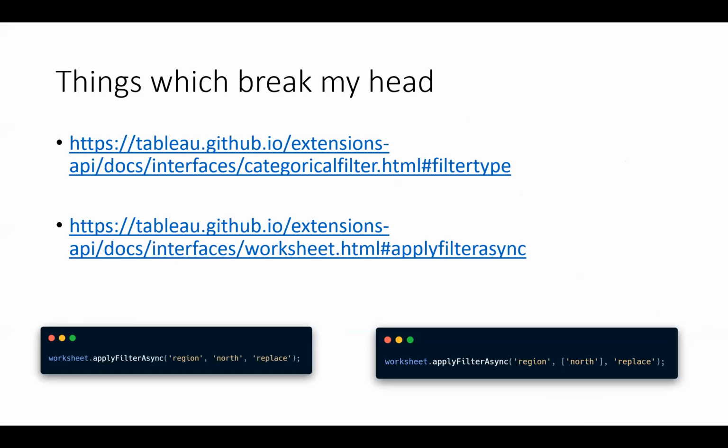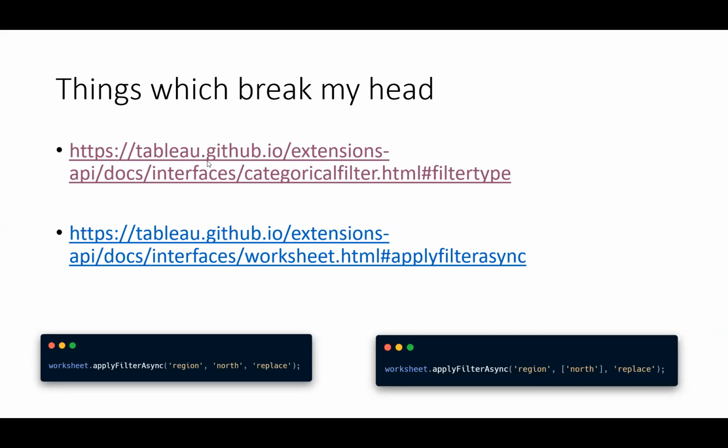There are also things which are breaking my head, of course, and I hope I can click these links. Just give me feedback if you can see it. But for example, if we go to this docs and we go to the categorical filter, you can do some things with the filter. So for example, are you seeing this?